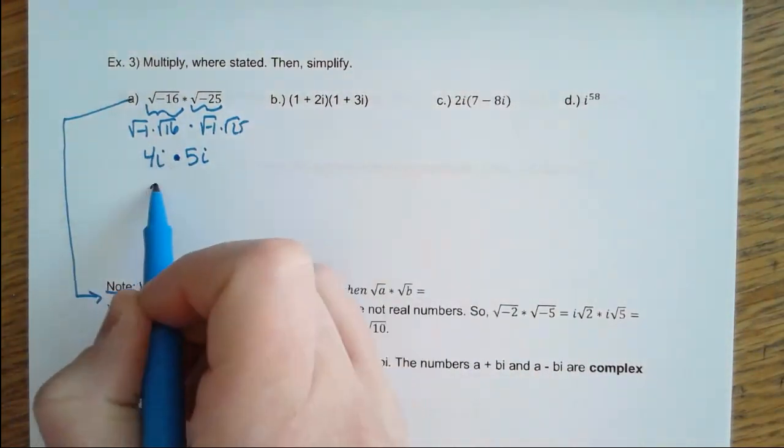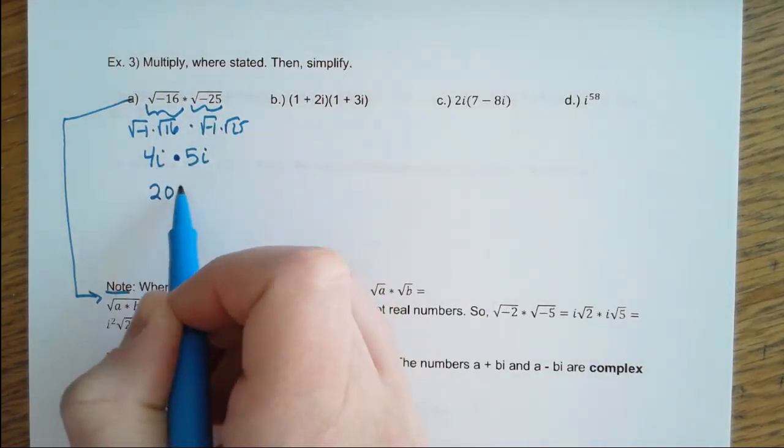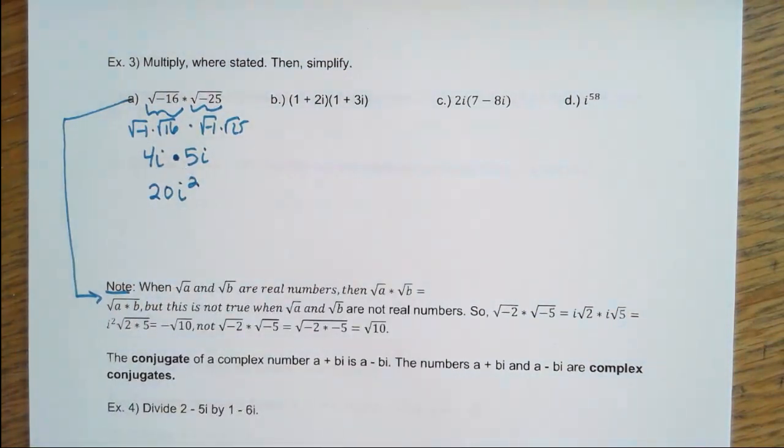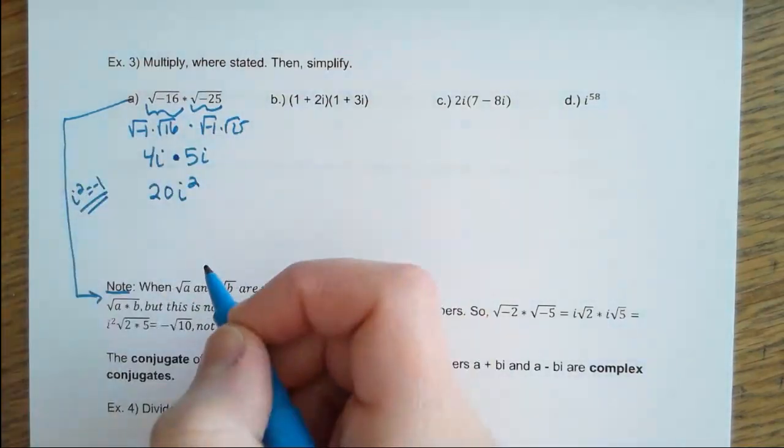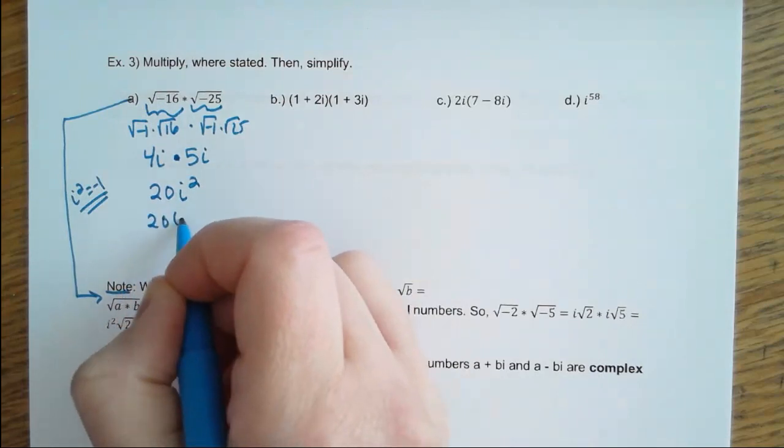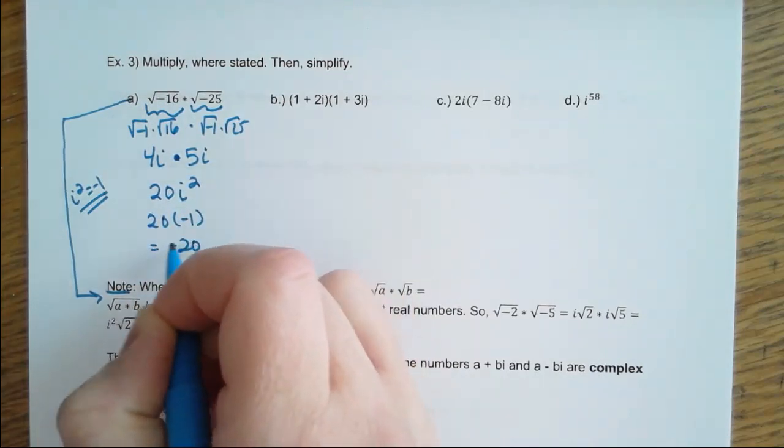So here, 4 times 5 is 20. i times i is i squared. It multiplies just as you would expect. And then don't forget, and this is a new part to remember, that i squared is -1. So you do need to remember to plug that in to finish the problem.